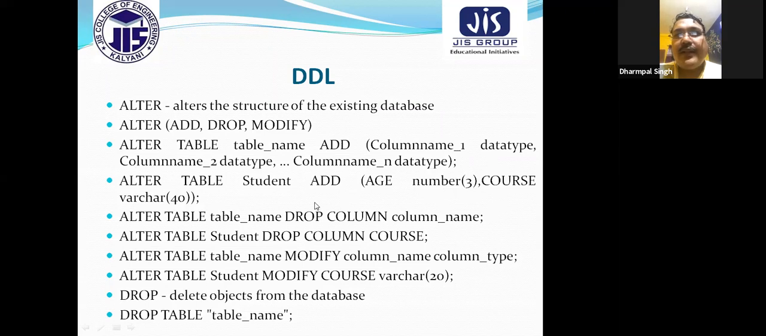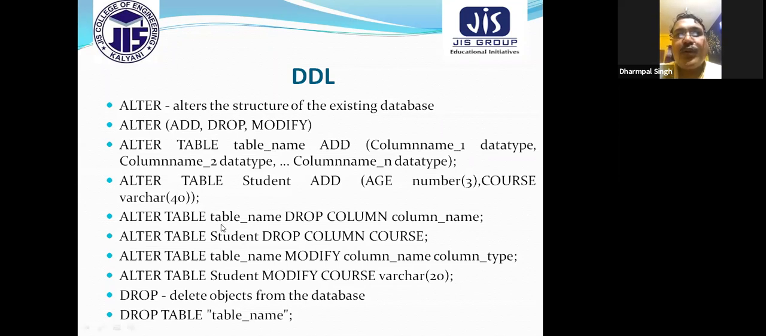What is the command? Here I have to write alter table, then the name of the table, then what I want to do, add. I can write add, then the attribute I want to add, column 1, then its data type. So column 2, its data type, and then put. If you press enter, it will say alteration done, table altered. So this is the command for add.